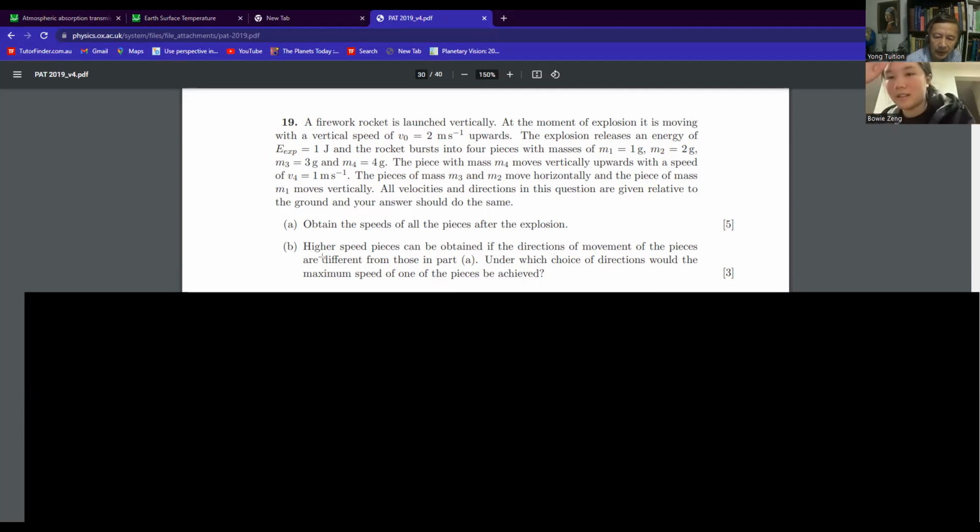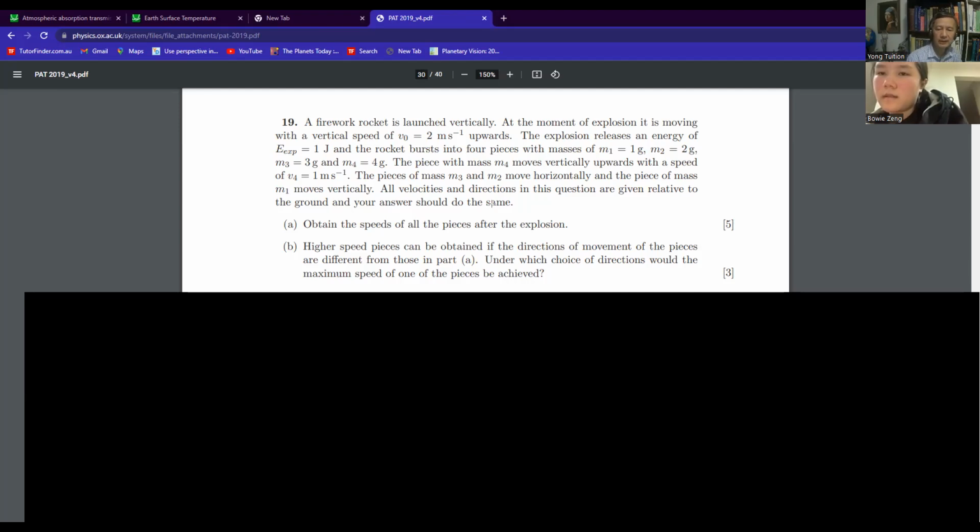We got a simultaneous equation. And how about the B? Higher speed pieces can be obtained if the direction of movement of pieces are different from those in part A. Under which choice of the direction would the maximum speed of one of the pieces be achieved? So this is a related question. Do you want to go to B? We have done A. Yeah.